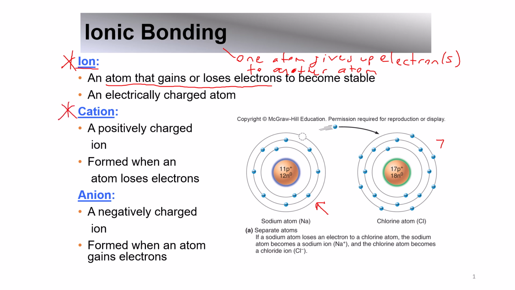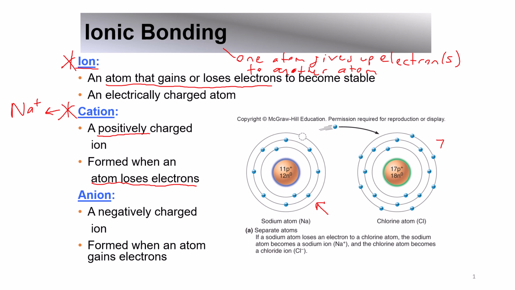Cation. So this is if the atom has become more positively charged. And then I'll underline here, this is when the atom loses electrons. And so here, sodium is the one that became a cation. And I put a plus sign with that one.